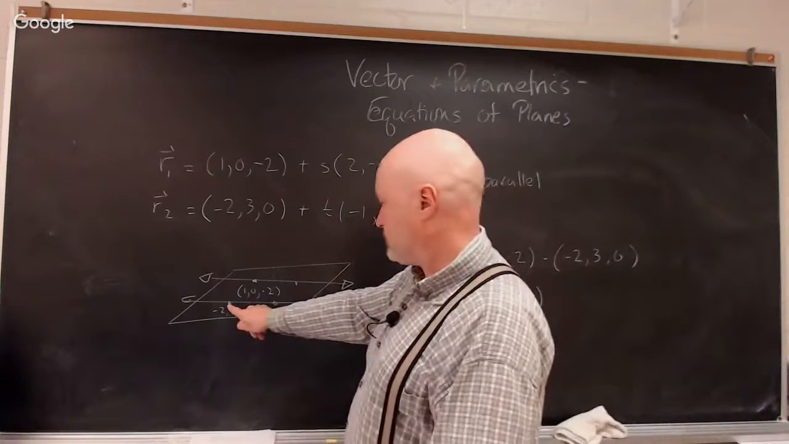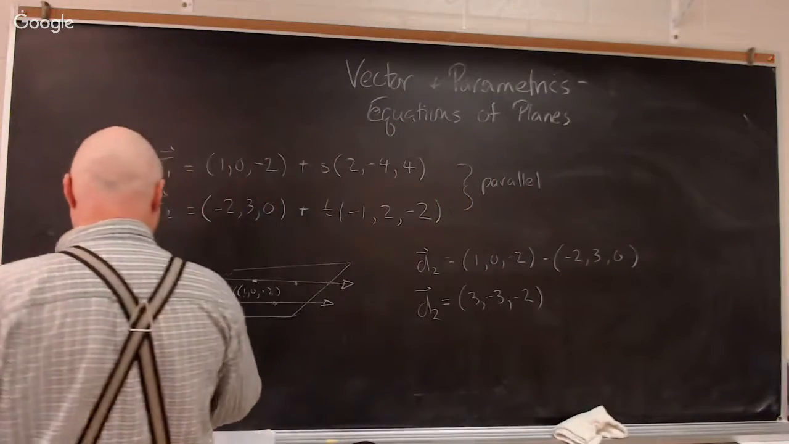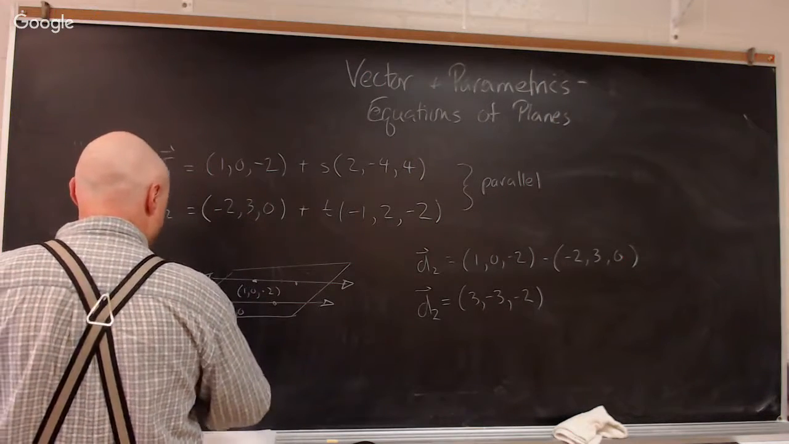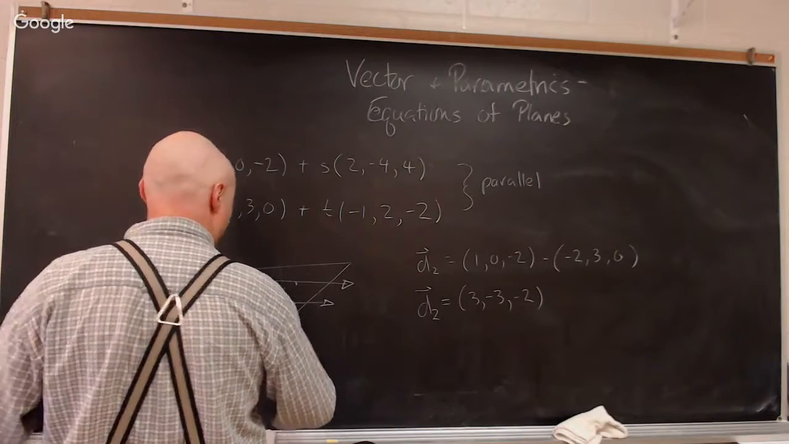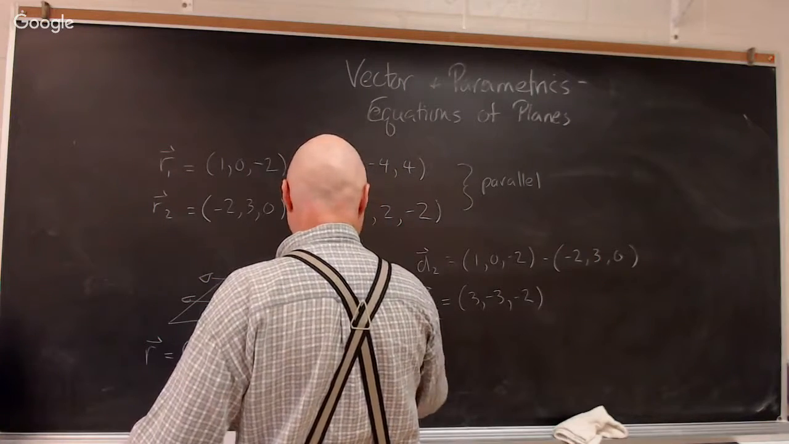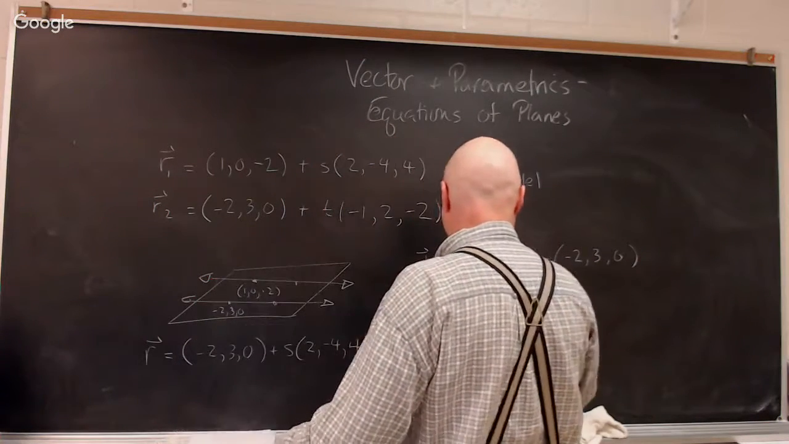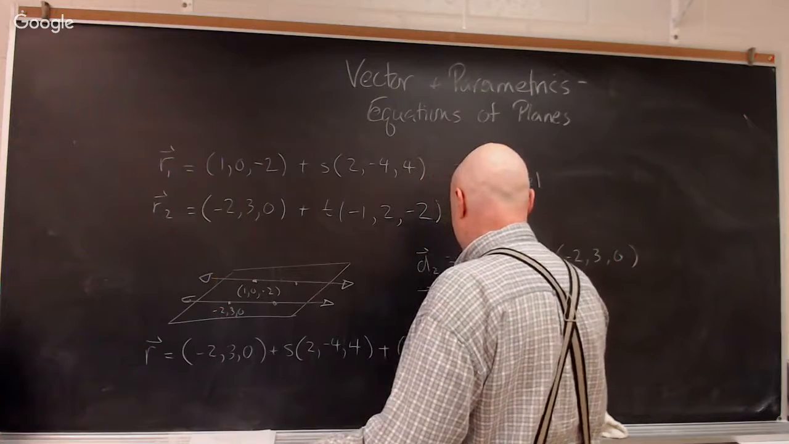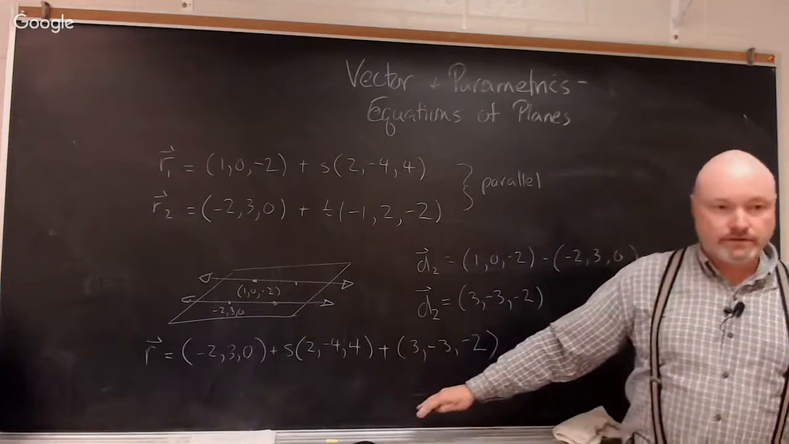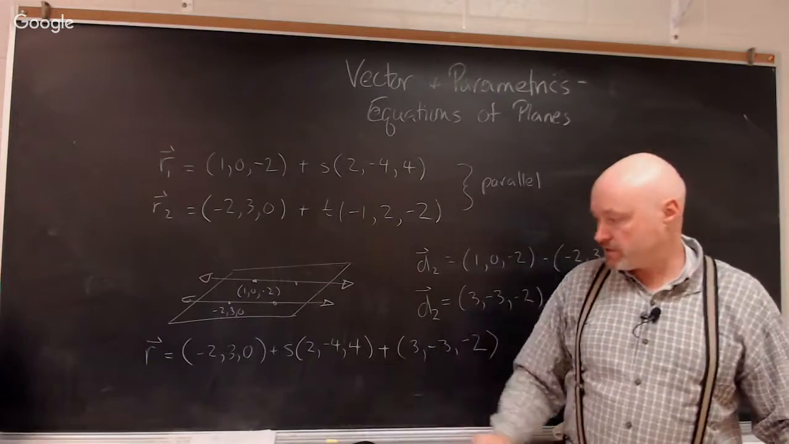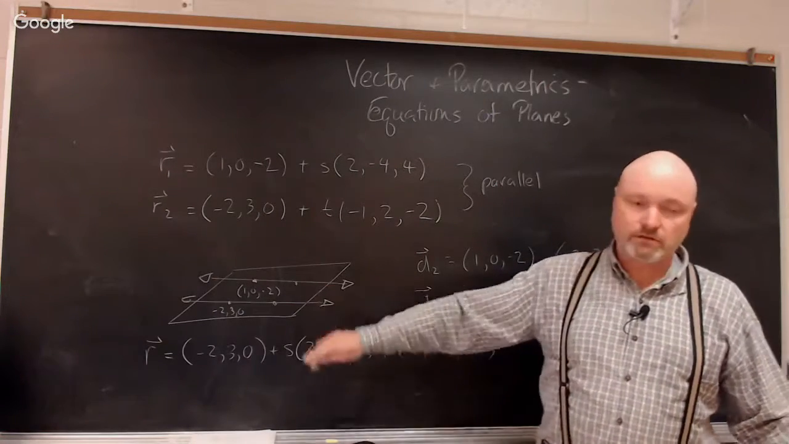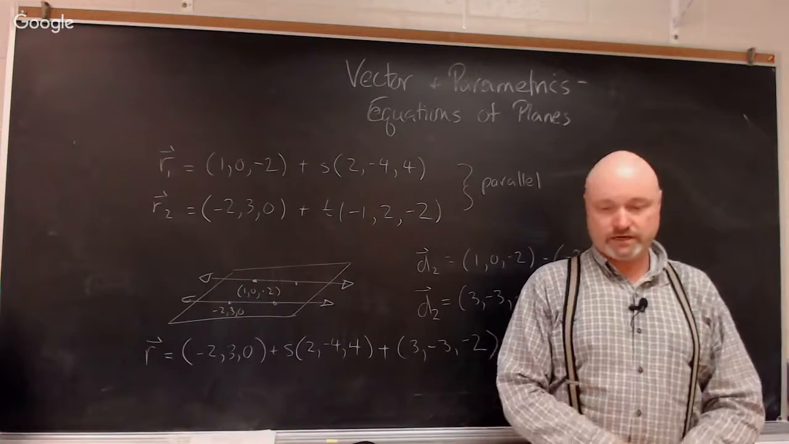And so I'm just going to use this for my position vector. So I'm going to start there, -2, 3, 0 plus s times, and I can choose either of these direction vectors. And then I'm going to choose our freshly developed direction vector. And so now I've got it. I've got the equation of a plane that's going to contain those 2 lines, and it's going to be a plane because I've got a direction vector that's not parallel.